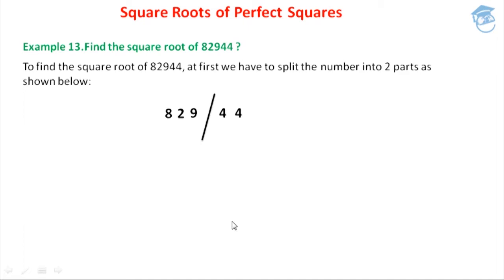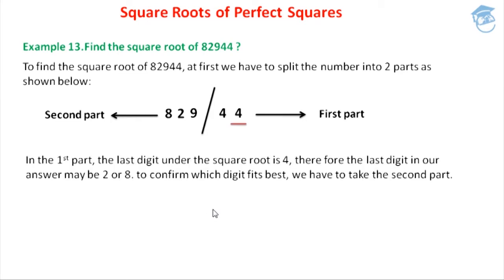By using a vertical bar, I am splitting the number in such a way that the last two digits, that is 4 and 4, come in the first part, and the remaining three digits, that is 8, 2 and 9, come in the second part. After splitting the number, the last digit in the first part is 4. As I said in our earlier session, if the last digit under the square root is 4, the last digit in our answer may be 2 or 8.